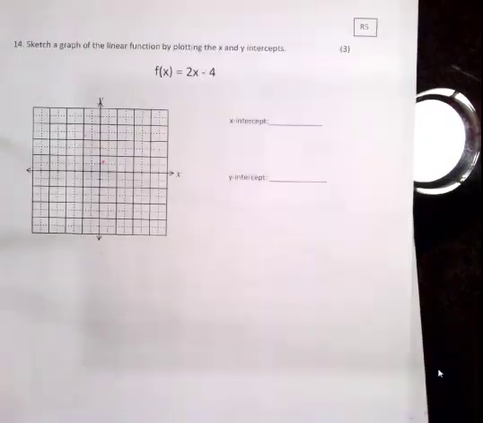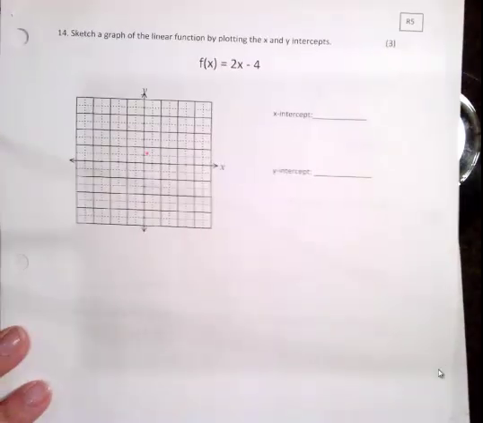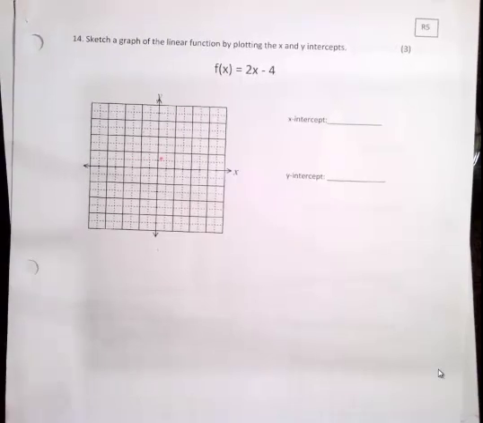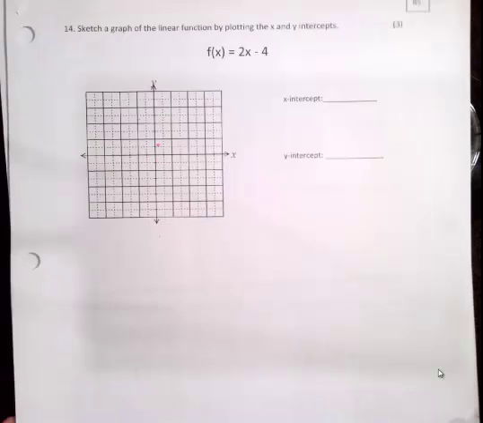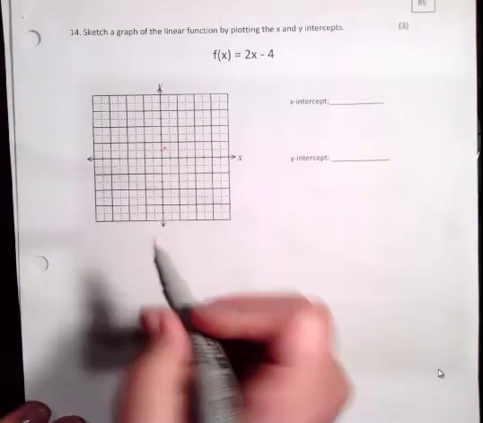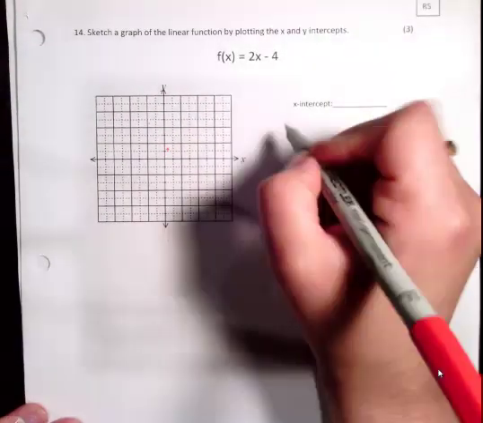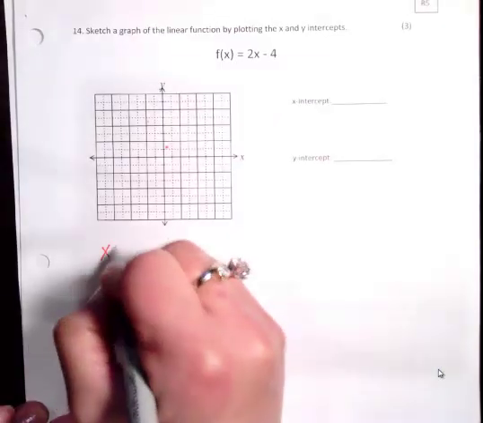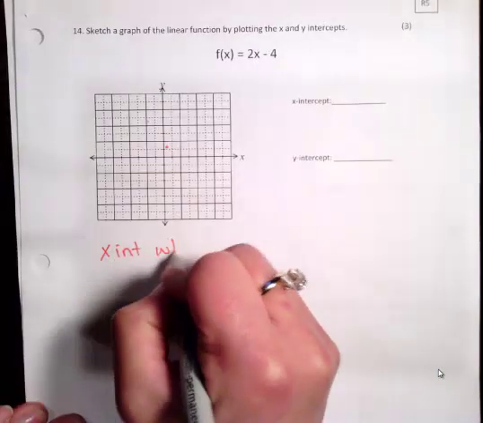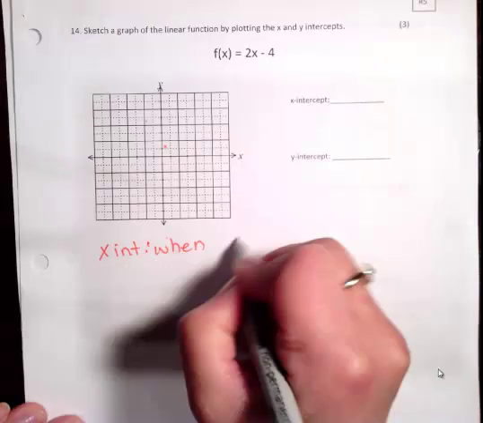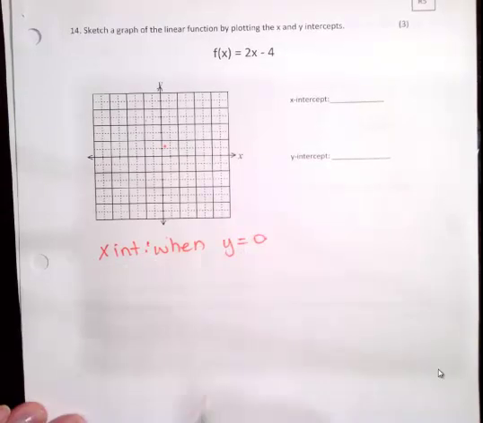And this question says, sketch the graph of the linear function by plotting the x and y intercepts. Okay. So now we know a couple of things about x and y intercepts. We know for x-intercepts, this is when our y value equals 0.